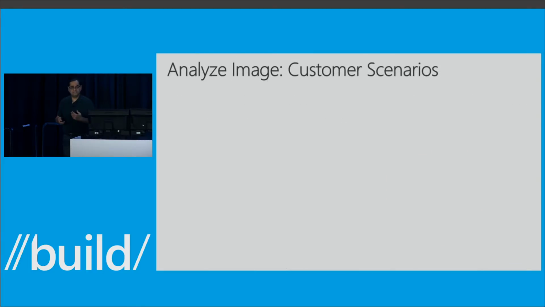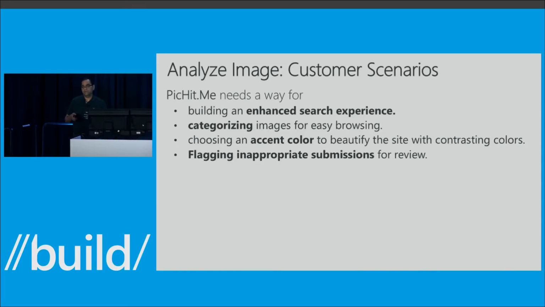What are the challenges they have? They want to build an enhanced search and browse experience. For that, they want to understand the metadata which is in the image. The second is that they want to choose appropriate colors so that they can beautify the site. So if they have an image, and they knew what colors to show on the side, or when the image is loading, which is the right color to show in the background, that would be great. And most importantly, one of the reasons they are using us is that when images are submitted, they want to make sure that people are not submitting anything inappropriate, and they want to filter them out. There is another.